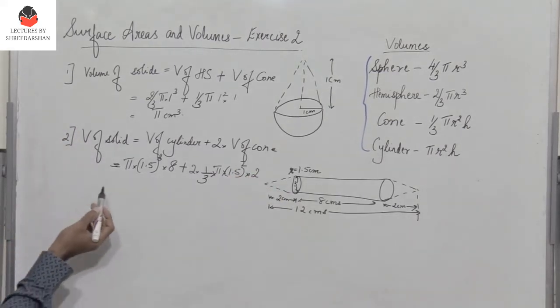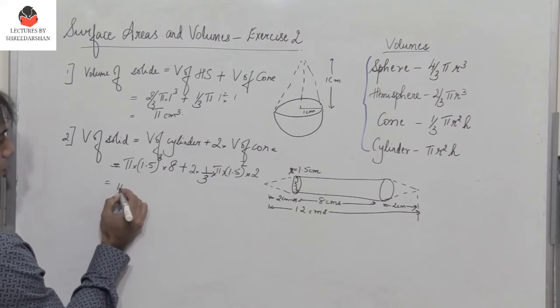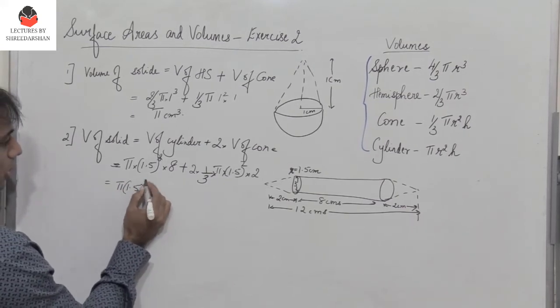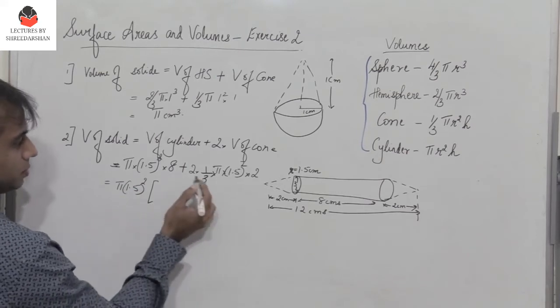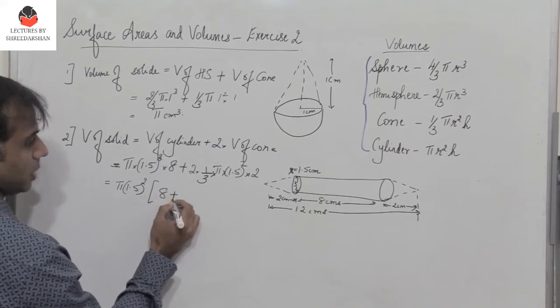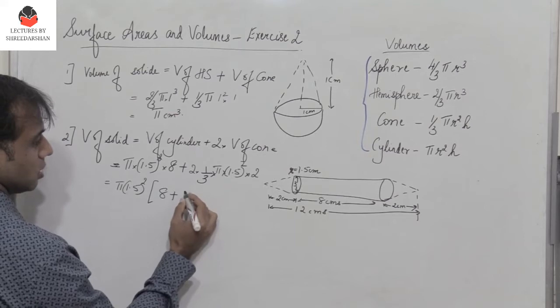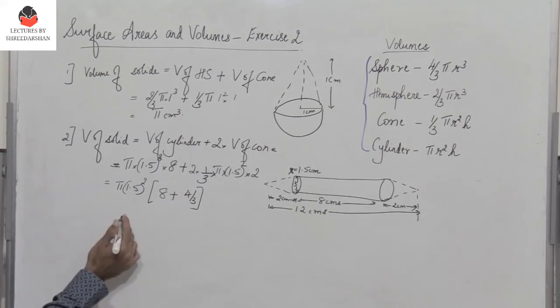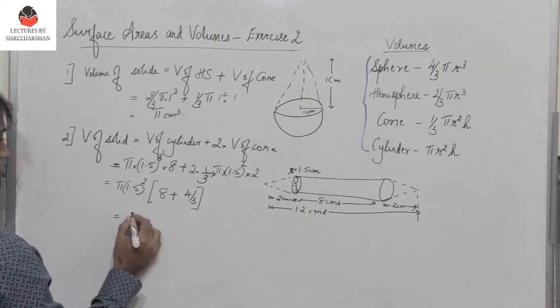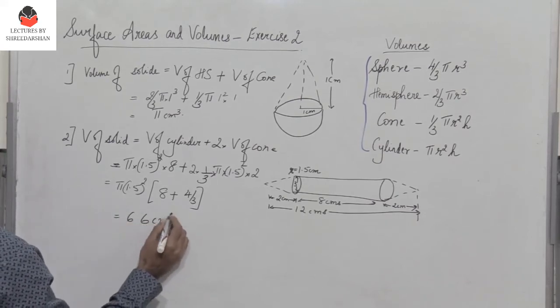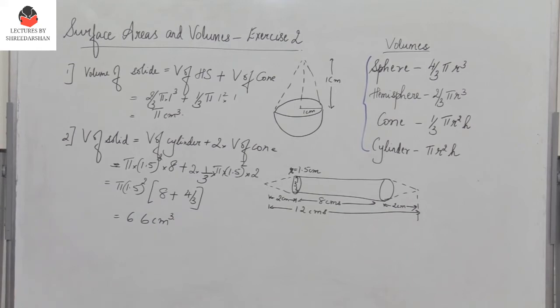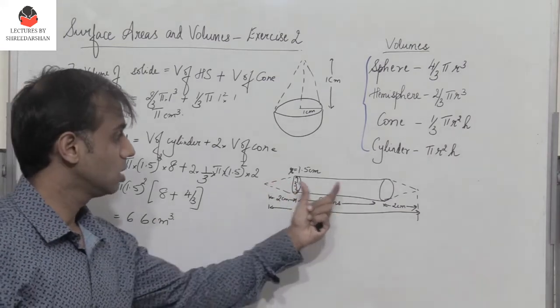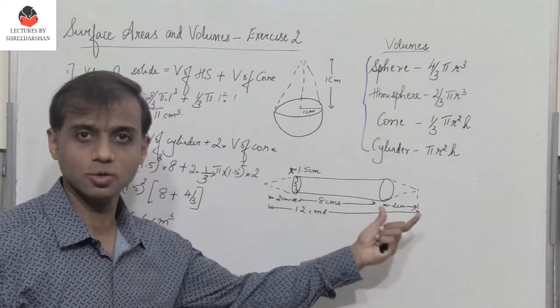Now what is common here? The common factor is pi into 1.5 the whole square. If I take this common, I am left with 8 plus 4 by 3. If we do this calculation, we get a value of 66 centimeter cube. So a very simple problem where we had to find the volume of the solid, which is the volume of the cylinder plus the volume of two identical cones.